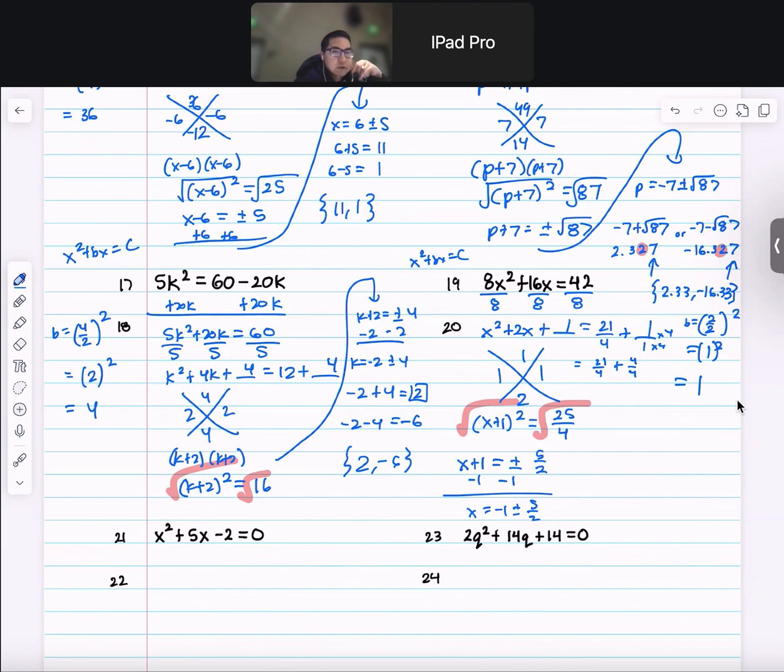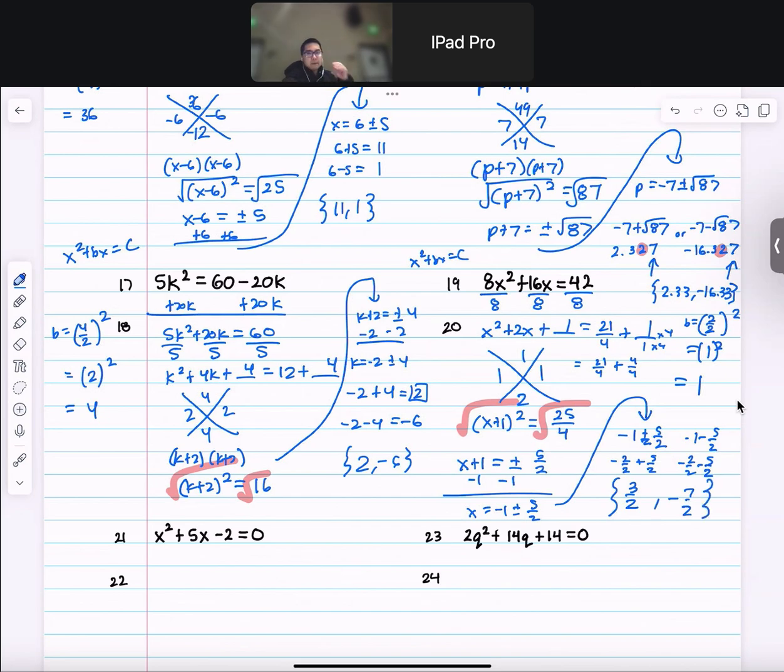Okay, so basically, we get negative 1 plus 5 halves, or negative 1 minus 5 halves. So this is negative 2 over 2 plus 5 halves. So that's 3 halves. Negative 2 over 2 minus 5 halves, that's negative 7 halves. 3 halves and negative 7 halves, okay? 3/2 and negative 7/2.